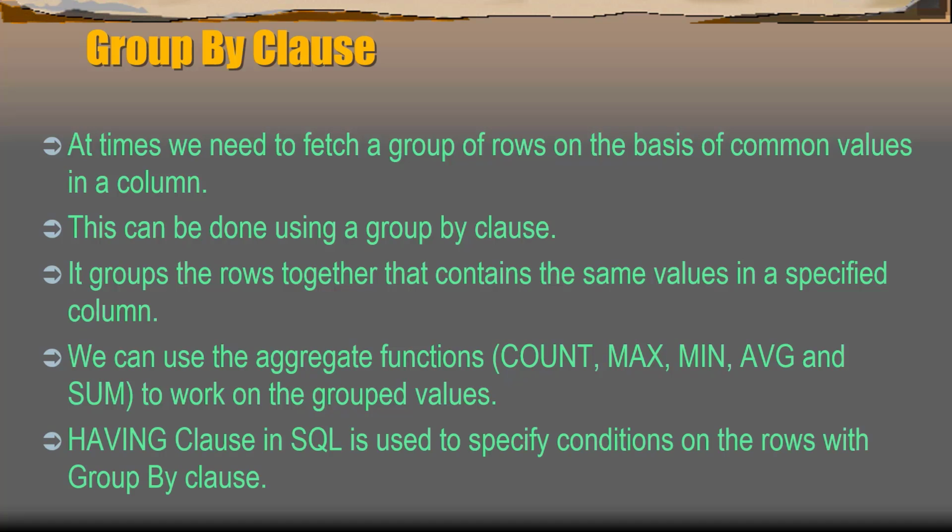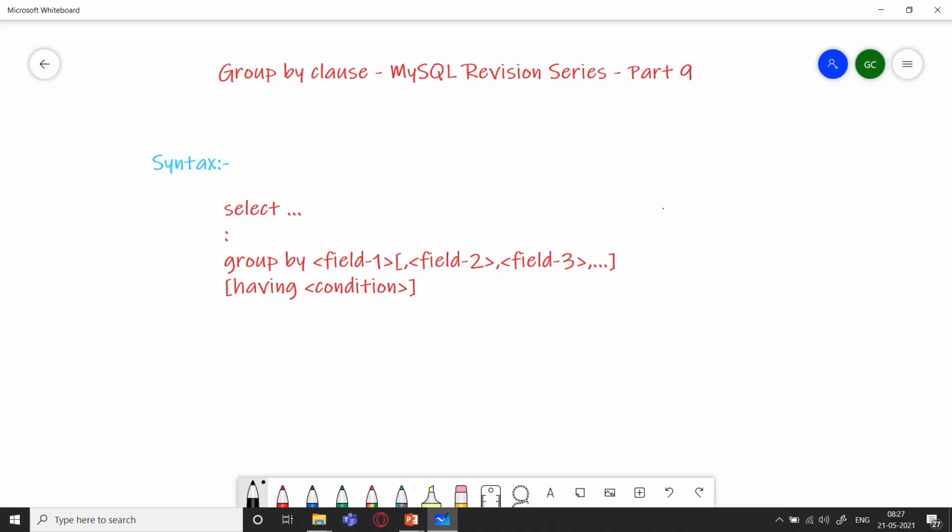Having clause is used for specifying criteria or conditions such that we can only fetch the information for certain groups which satisfy that condition. So let us see the syntax of the group by clause. As you can see over here, we have the select clause. It works as it is. We can have any number of other clauses over here, like where clause, order by clause, and then we have the group by clause.